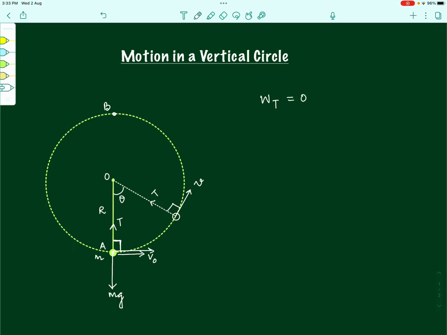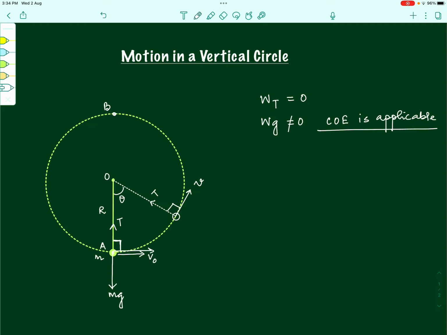Work done by tension at any point in time is 0. So the only force that is doing work on the bob is mg, the gravitational force, which is a conservative force, as we have seen in the previous class, right? In the previous lecture we discussed conservative and non-conservative forces and the concept of energy. So since the work done by gravity here will not be 0, but gravitational force as such is a conservative force, we understand that the conservation of energy principle is applicable here. We can use the law of conservation of energy between any 2 points of motion of this bob, right? So this is one thing that we understand.